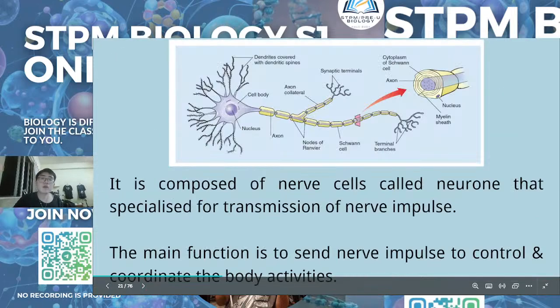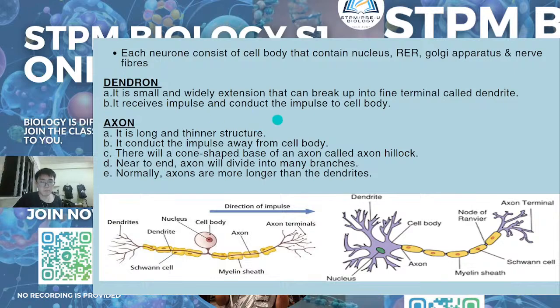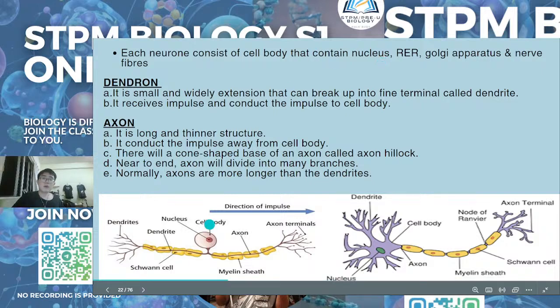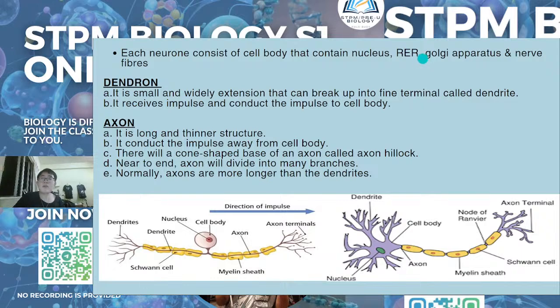This is a more specific description. Normally each neuron will consist of a cell body. This is the cell body and nucleus. The cell body contains the nucleus and also endoplasmic reticulum, Golgi apparatus, and also nerve fiber. Our neuron is separated into two parts, dendron and axon.